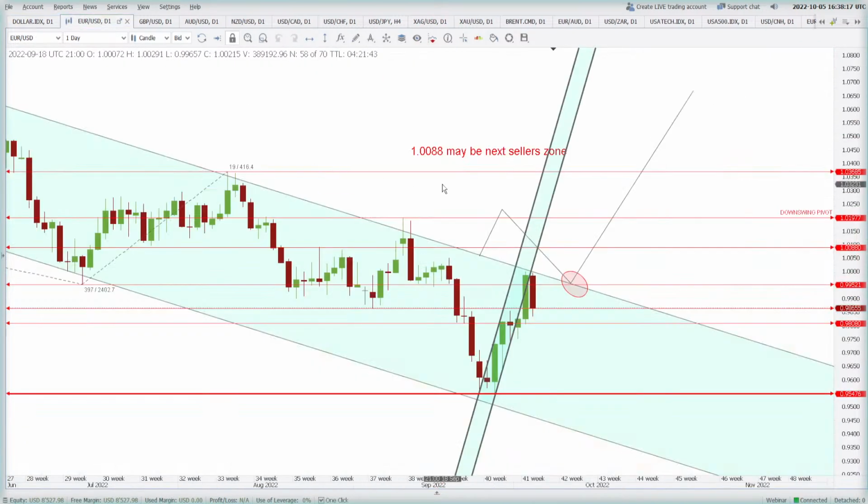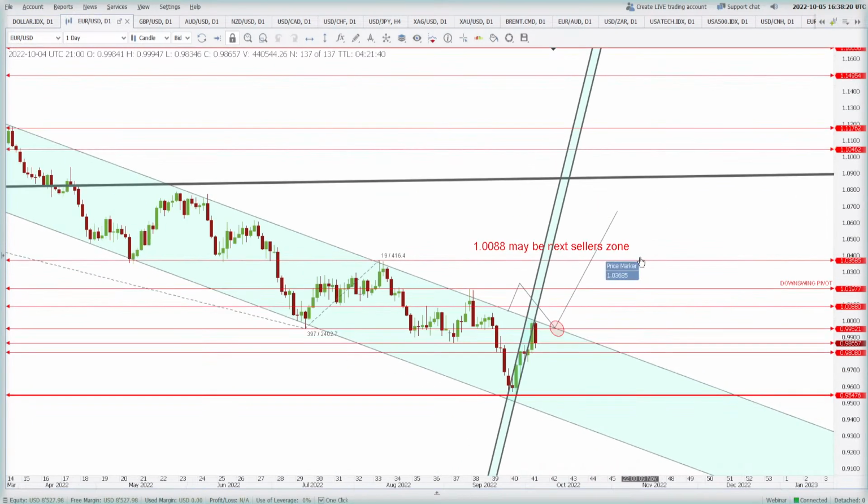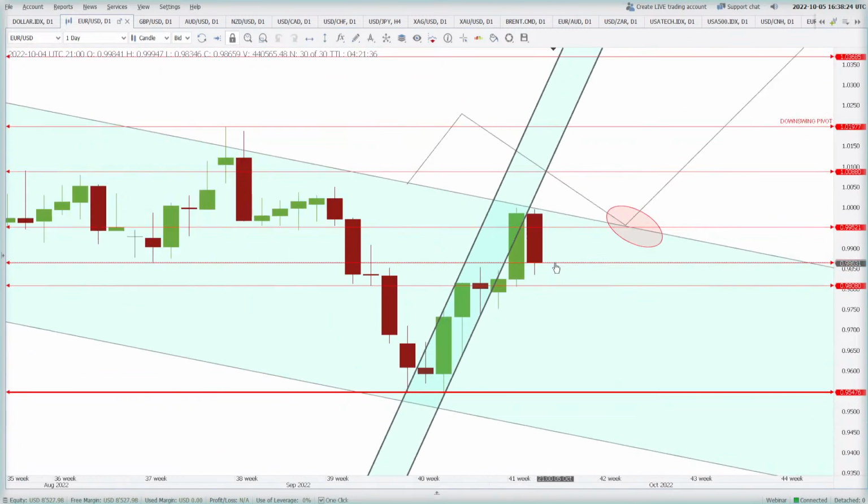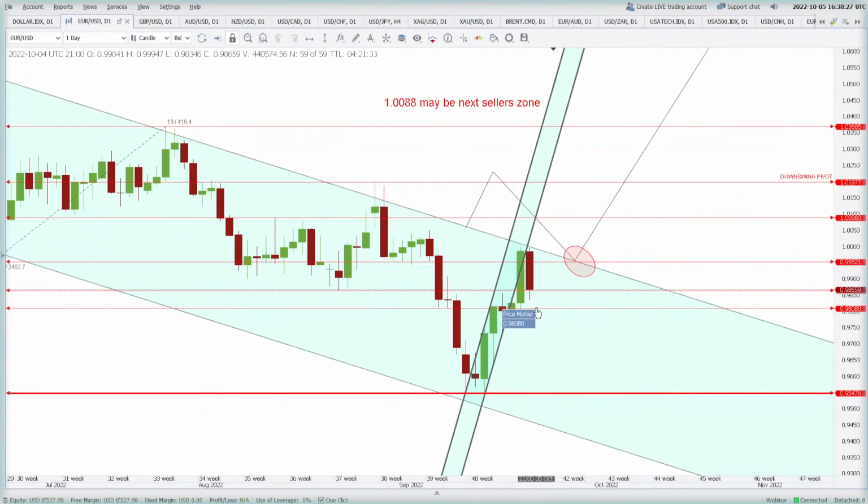Talking about euro, it has almost met this channel's resistance area, and from there it got rejected and came back to almost the lows of the day. It has already found some support at 0.98. What is the low? 0.9834 area. You see that area is between 0.9830 and 0.9855, which we had considered as the support in the past, and now this is occurring as a support again.